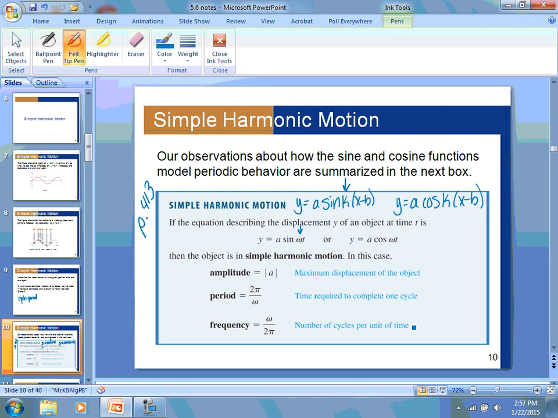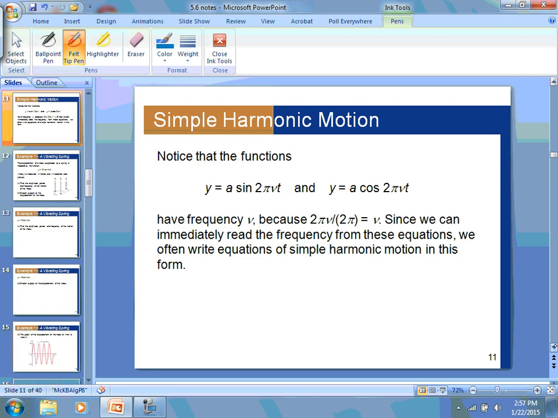On this next page, they tweak the equations just a little bit more, just another variety for them. They put a different variable in there. We still have our amplitude and we still have sine, but now we also have this 2 pi and then the v. That v is just another way to represent the frequency.